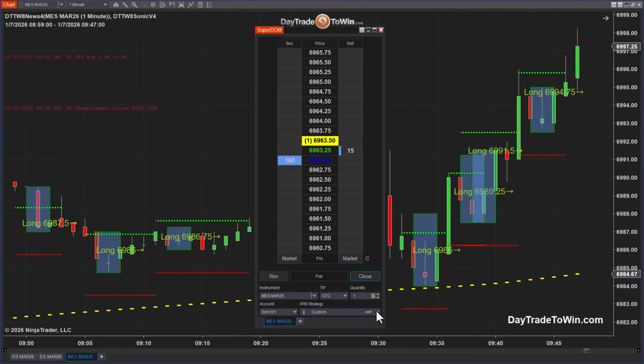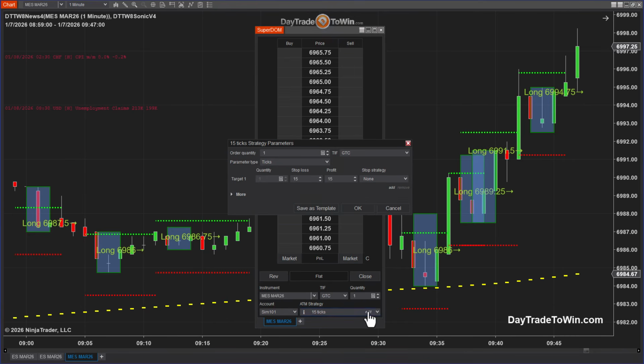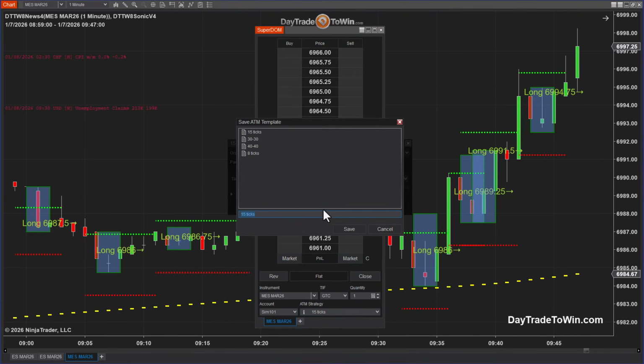You can also save. For example, I have a few custom ATM strategy configurations already, one for 8 ticks, the 40 ticks is more for a NASDAQ because the market moves much faster. And then here's one for 15 ticks. So you choose the one you want. You can save it. For example, save as template, and you can give it a name, save it.